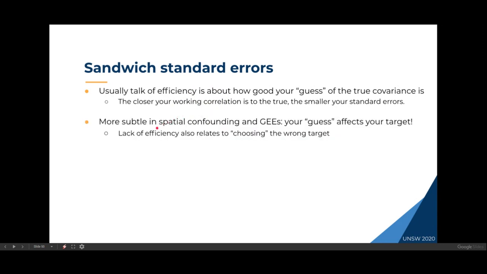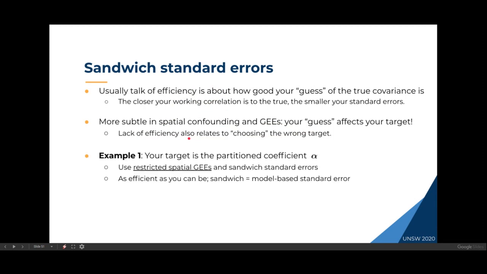The issue is a little more subtle once spatial confounding becomes involved, because, as we saw before, your guess affects your target. So if you end up with a lack of efficiency in your inference, this also relates to choosing the wrong target. I'll give two examples. In the first example, your target is the partition effect alpha, so you're trying to do inference on alpha. If you use restricted spatial GEEs and the associated sandwich covariance matrix, then you are as efficient as you can be. In fact, your sandwich reduces down to the naive model-based standard error. But the main point is that you're as efficient as you can be, because the working covariance in the restricted spatial GEE is trying to target alpha. You're trying to do inference on alpha, your working covariance reflects that, and so you get efficient inference.